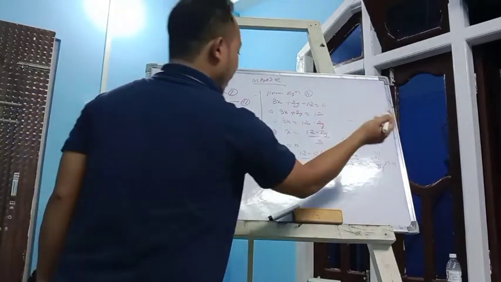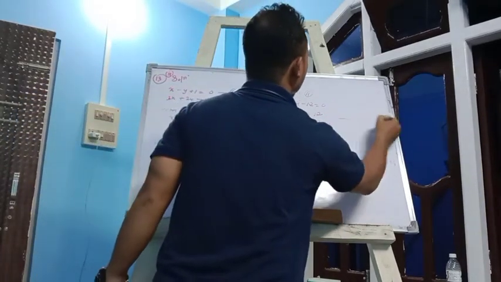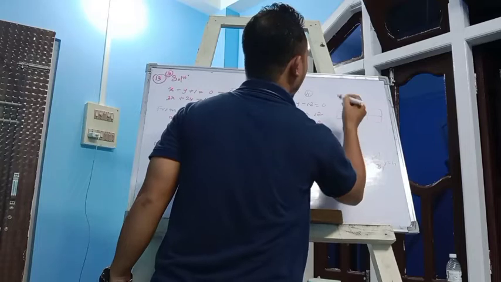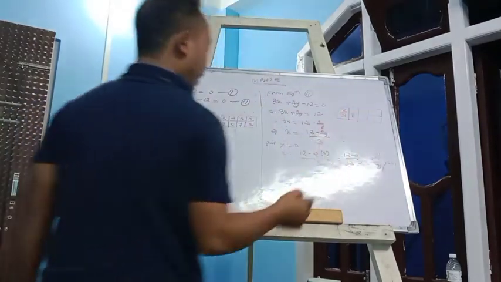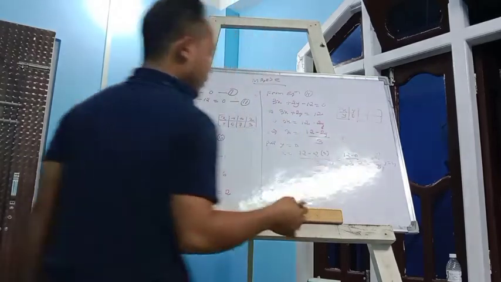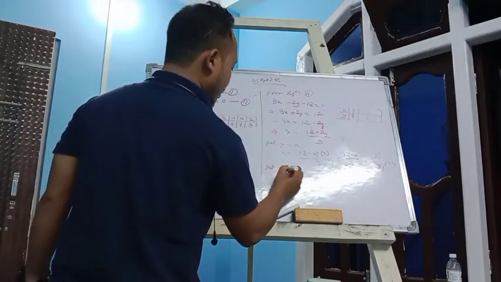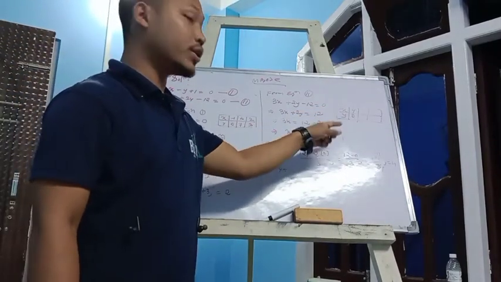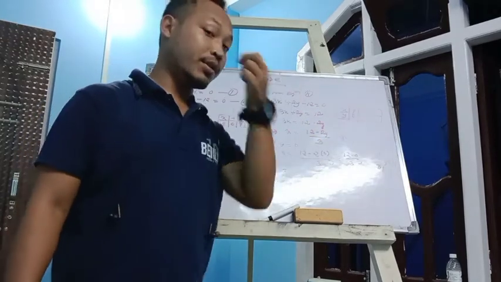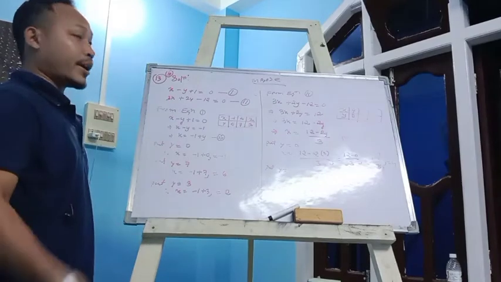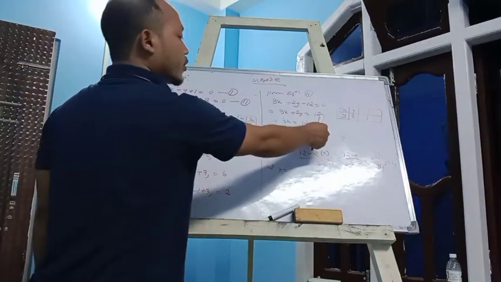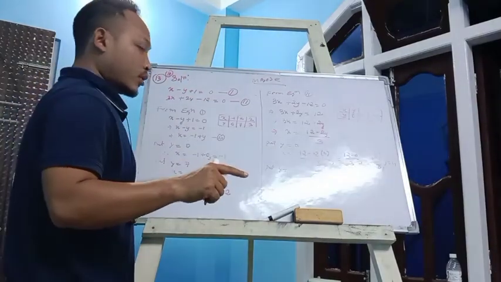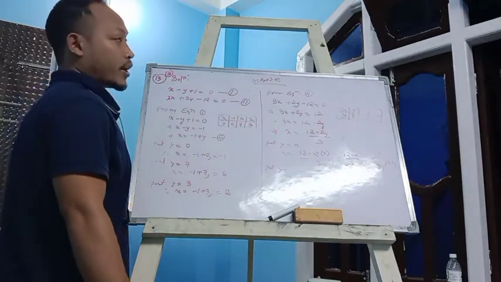We have to draw one more table here for equation 4, with x and y. When I put y is equal to 0, I get x is equal to 4. Second, if I put y is equal to 1, 2 into 1 is 2, 12 minus 2 is 10, 10 by 3, which is not exactly divisible by 3. So I cannot put 1. So 2 also I cannot, 2 into 2 is 4. So 12 minus 4 is 8, and 8 by 3 is not exactly divisible by 3.